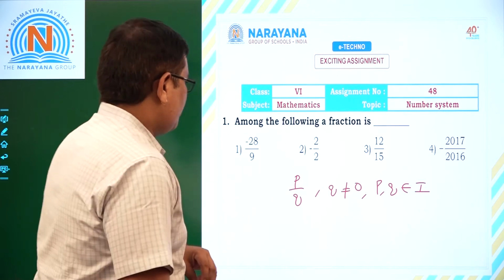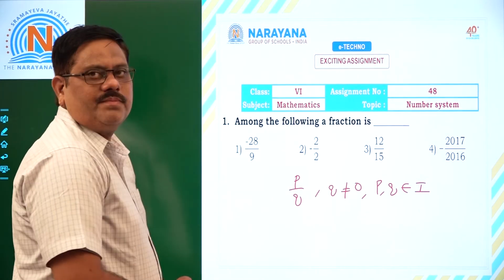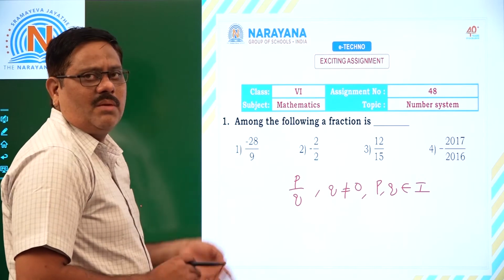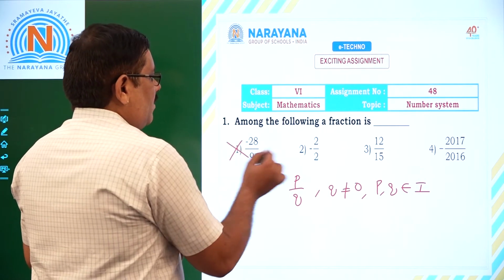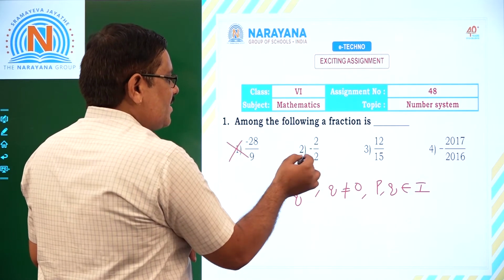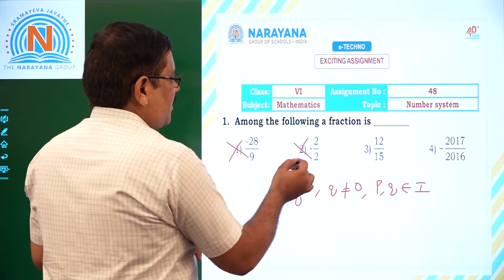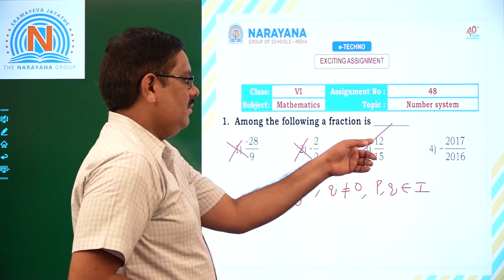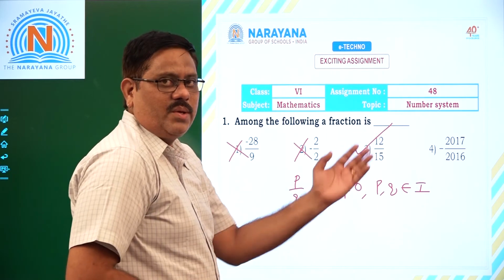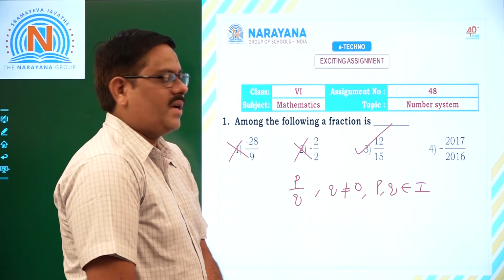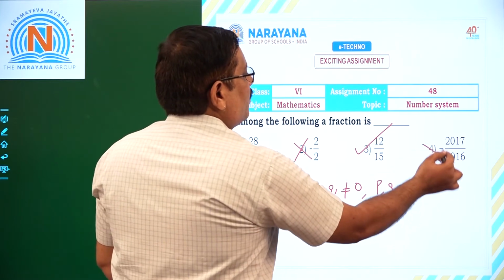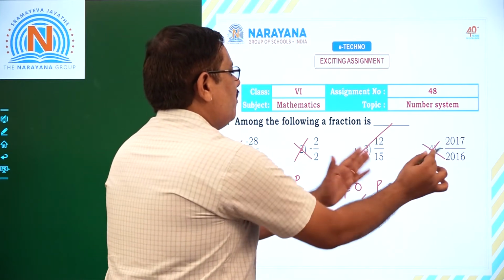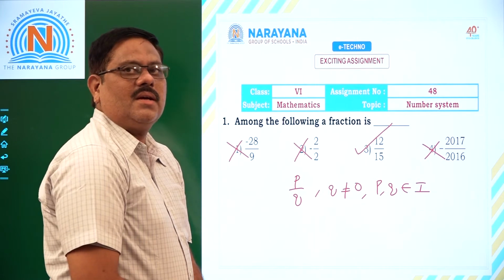Now let us see the options. Minus 28 by 9. This is a negative rational number, so it is not a fraction. Minus 2 by 2, that is minus 1, of course, is not a fraction. 12 by 15, this is a fraction. Why? Because it is a positive rational number, so it can be accepted as a fraction. Here also it is a negative rational number, so it is not a fraction. So out of the given 4 options, the third option is the correct answer.